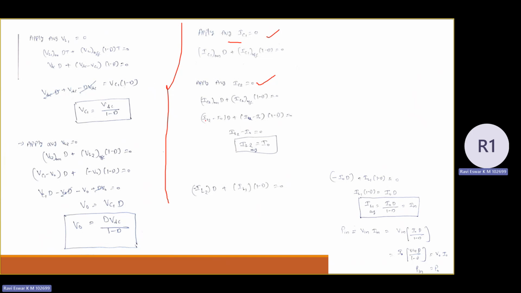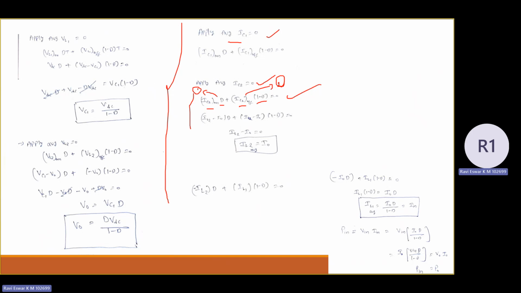Okay, let us apply for the capacitor C2. So current through the capacitor C2 during on state into D plus current through the capacitor C2 during off state into 1 minus D. Okay, on state is with respect to the mode 1, off state is with respect to the mode 2, into 1 minus D equal to 0. This is what average current through the capacitor C2 equal to 0.